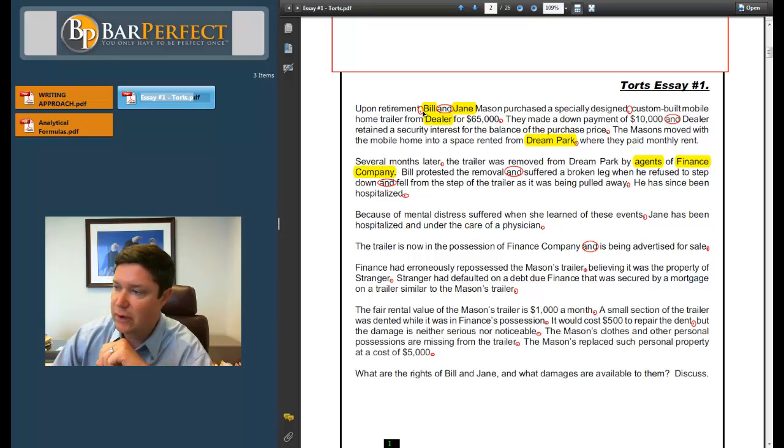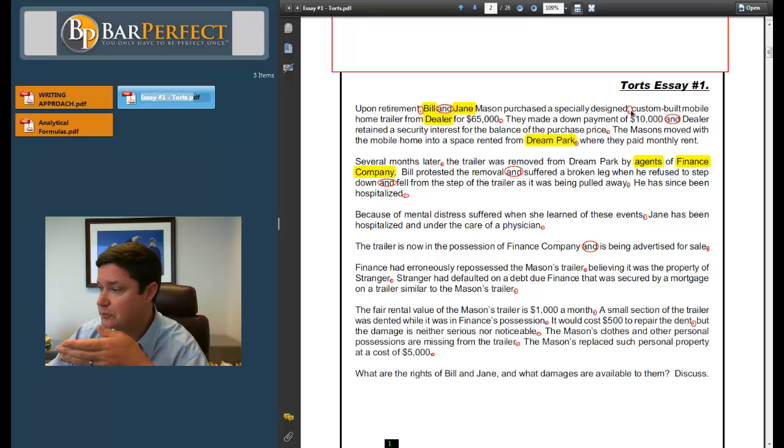So I've got upon retirement, comma, Bill and Jane. They buy a specially designed home, comma, custom-built mobile home trailer from a dealer. So I'm looking right here. I see 2 plaintiffs, upon retirement, and that probably means they're elderly. They're separating the specialty, maybe for torts. I won't go too much more into detail.